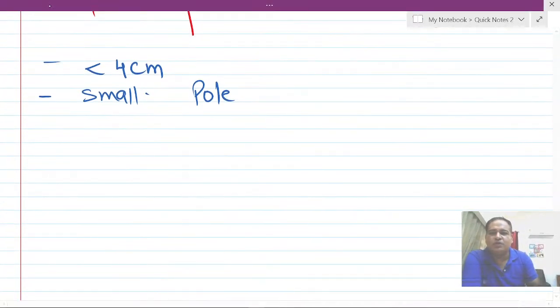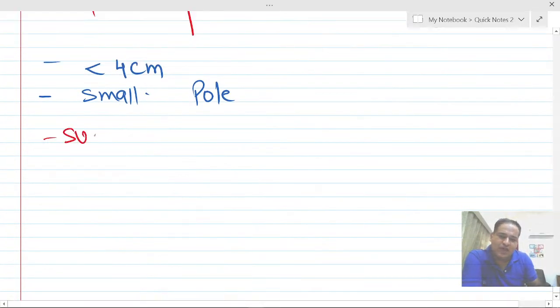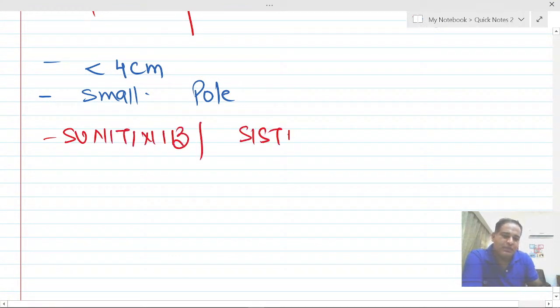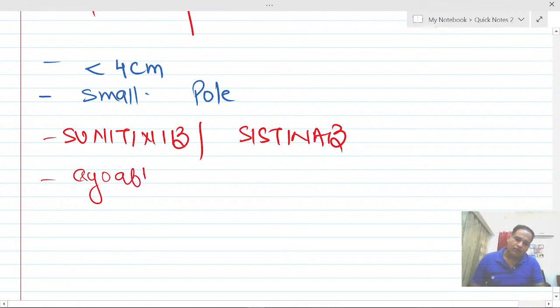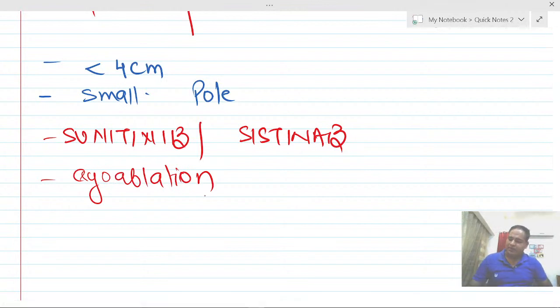even though I told you that it is a chemo-resistant tumor, even then sunitinib and cistinib can be used. So drugs like cistinib, what do they do? They decrease the vascularity of the tumor. So that means they will at least stop the growth of the tumor. We can do cryoablation. That means we'll do rapid freezing of the tumor. That will practically kill the tumor.